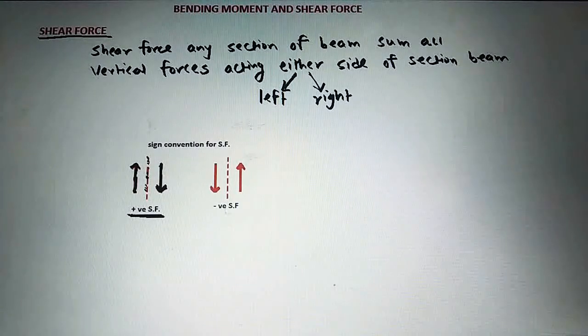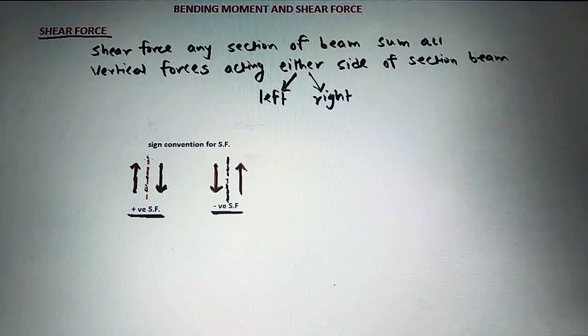And see here, when shear force should be considered as negative, this is a section here, and the vertical force which is acting on the left side of the section is acting in the downward direction, and the force which is acting on the right side of the section is acting in upward direction, then the shear force should be considered as negative.